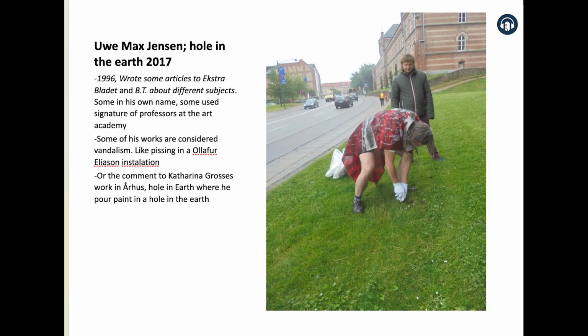And here we see the artist Uwe Max Jensen, who made the work Hole in the Earth 2070. In 1996 he wrote some articles to Ekstrabladet and BT about different subjects, some in his own name, some using signatures of professors at the Art Academy. Some of his works are considered vandalism, like pissing in an Olafur Eliasson installation, or the comment to Katarina Gross's work in Aarhus, Hole in the Earth, where he poured paint in a hole in the earth. And that's what we see here.